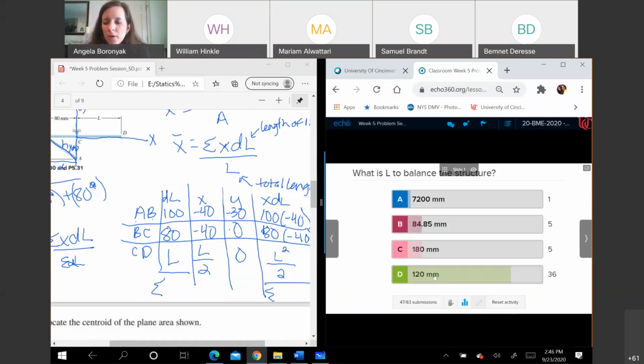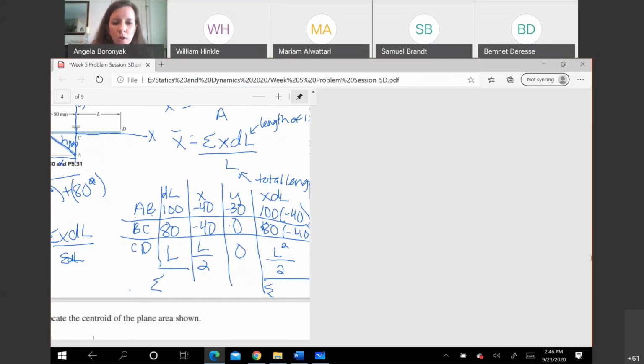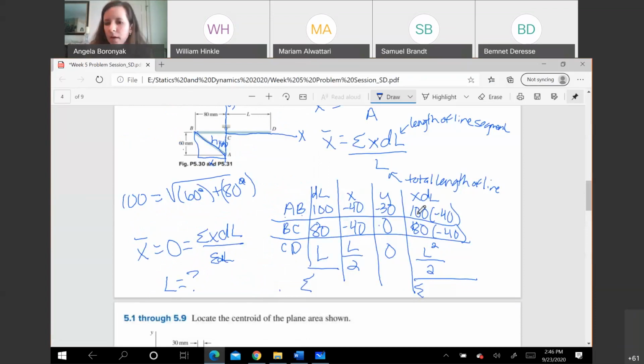Good, so most people do get it correct. It should be 120 millimeters. If you didn't get that, how do we do that? So my sum of x dL, I had 100 times negative 40 plus 80 times negative 40. That got me to 100 plus L squared, that's 180 plus L, and I end up dividing that and setting it equal to 0.